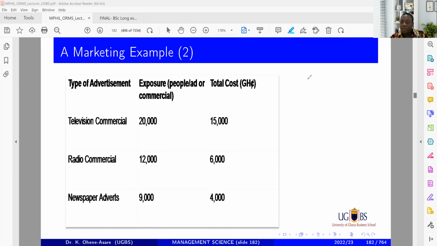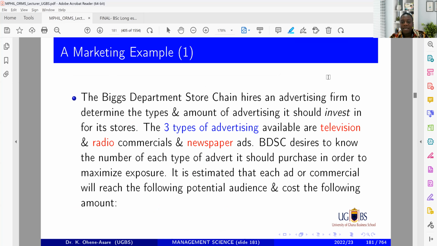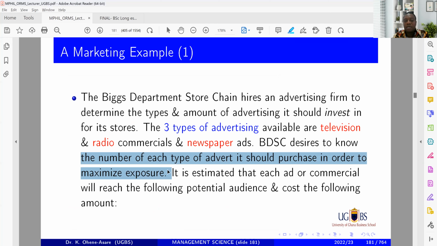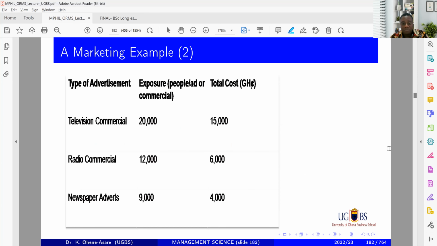And your job is to help this company. BDSC desires to know the number of each type of advert it should buy in order to maximize exposure. They are maximizing exposure, and because they are maximizing exposure, you got to know the exposure. It's estimated that each advertisement will have the potential audience, or the people, and then the following cost.